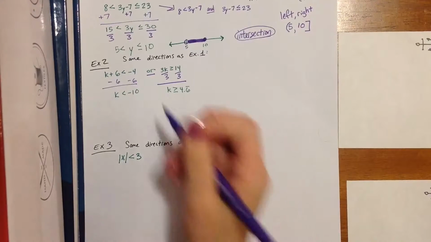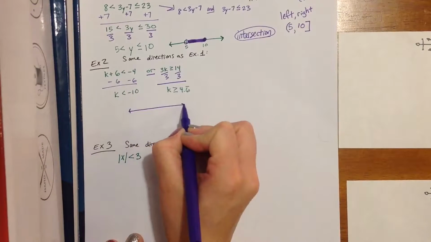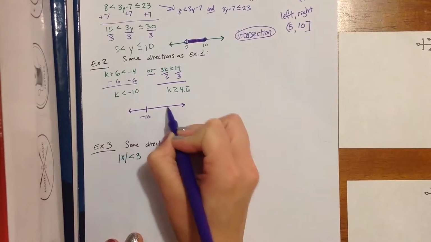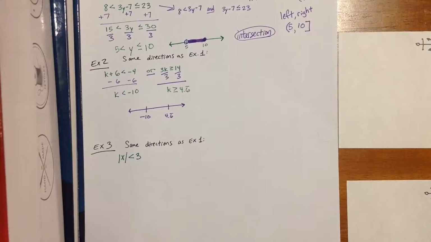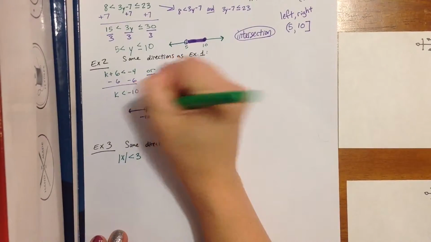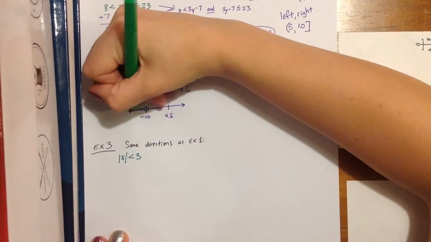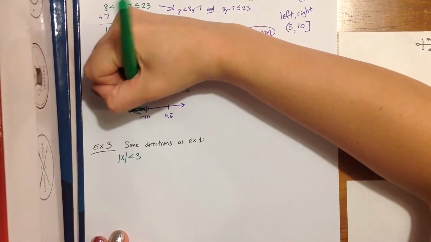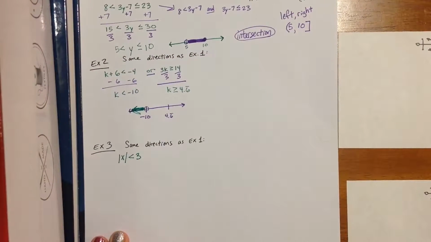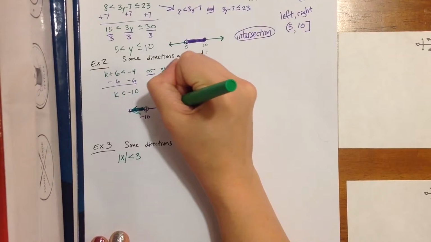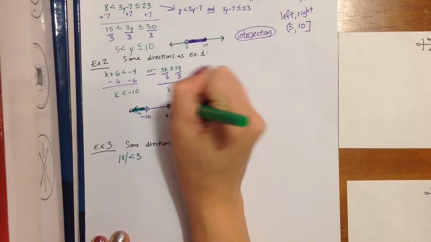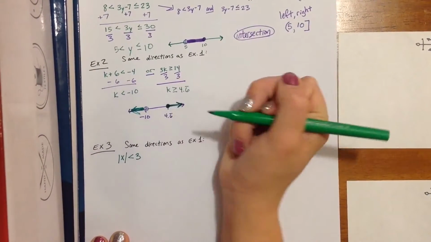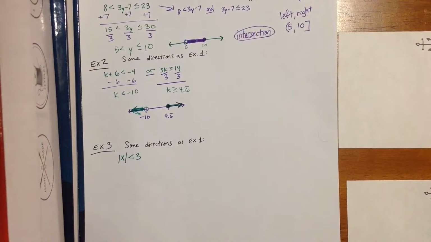So, keeping that in mind, I have my number line. My important numbers here are negative 10 and 4.6 repeating. I need to be less than negative 10, so an open circle, less than, I'm going to be shading this direction. Greater than or equal to 4.6, I need a closed dot here. 4.6 is a valid answer choice here. Greater than, I'm going to be shading to the right. So I see two separate branches going on here. So that is my number line.